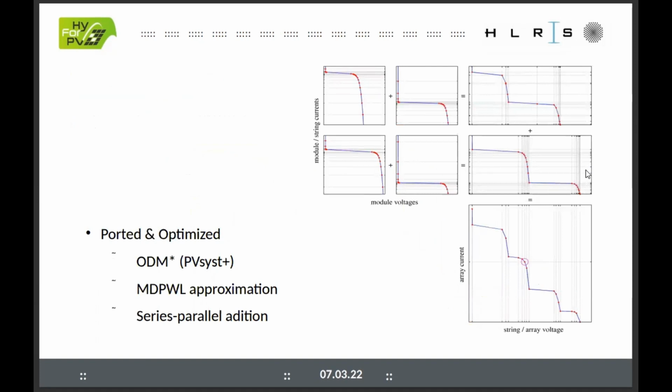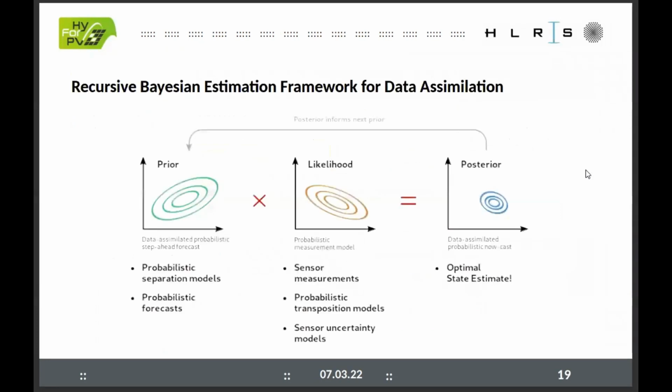I was going to talk about this. Performance is still an issue. Part of this is ported, the one diode model that we're using. The functions are already ported and optimized into C++. And so is the series parallel addition and the piecewise linear representation. But the interface between MATLAB and these optimized libraries is very slow. It has a lot of overhead. So we have to bring the porting up, and we are expecting maybe 10 to 20x improvements on this side.